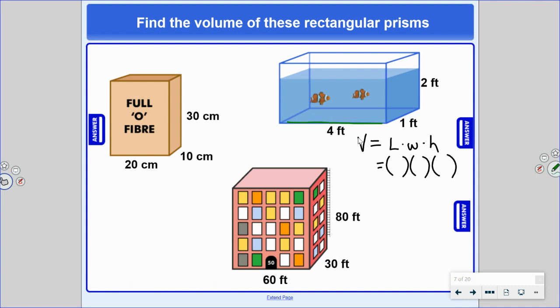length I'm seeing as 4, although remember, it doesn't matter which you make the length, width, and height, as long as you use each one appropriately. I'm seeing a 1 foot, so kind of a skinny aquarium, and then we stack it 2 tall for a final volume of 8 cubic feet, not square feet.